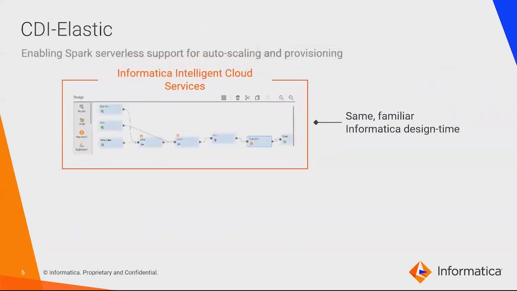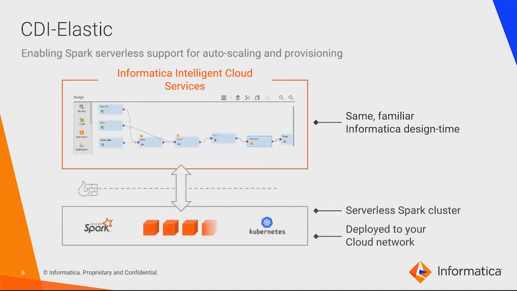Moving on to the next slide, which is our CDI-Elastic. CDI-Elastic is where Informatica will manage the compute cluster using container and Spark on Kubernetes. It enables Spark serverless support for auto-scaling and provisioning. With CDI-Elastic, there is no need to reserve resources or long-running virtual machines for data processing.